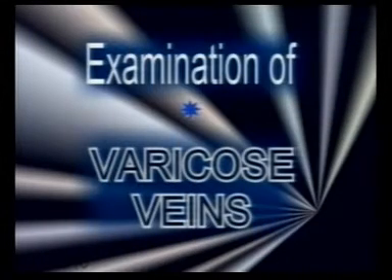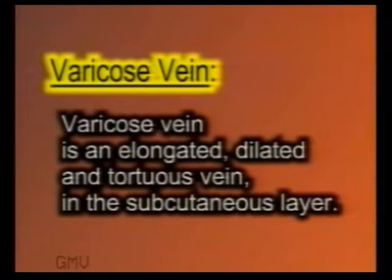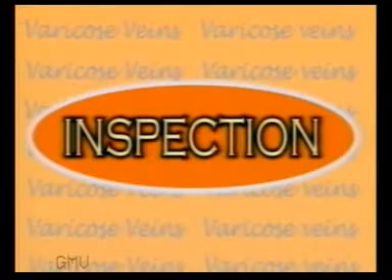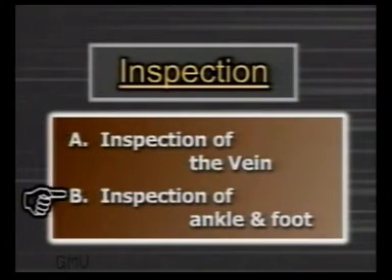Examination of varicose veins. Varicose vein is an elongated, dilated and tortuous vein in the subcutaneous layer. On inspection, we will first inspect the vein and then the ankle of the foot.